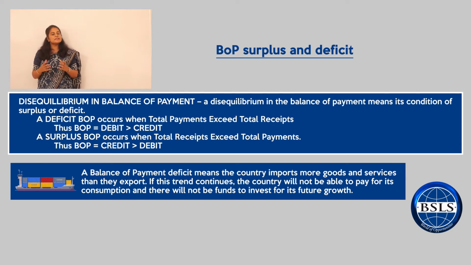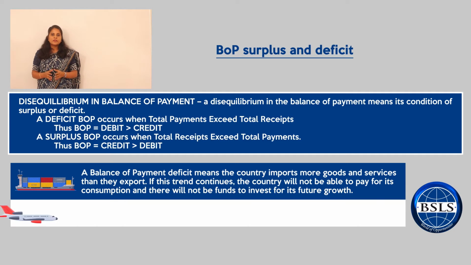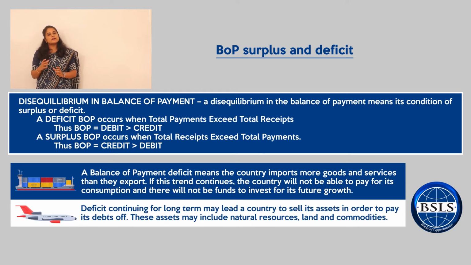A deficit is not a favorable situation for the government as it reduces the funds flow to the government. If the trend of the deficit continues for a long time, the government may have to sell its assets in the form of land or commodities to pay off the debts.